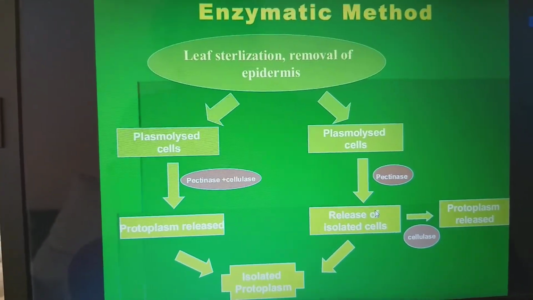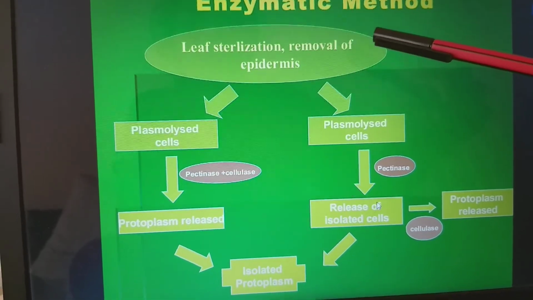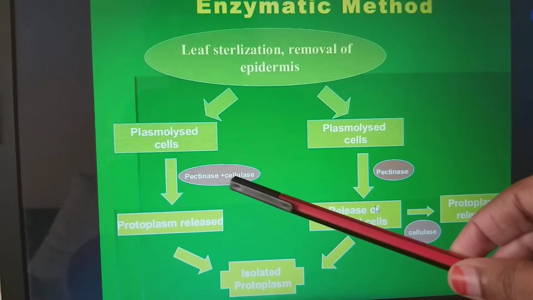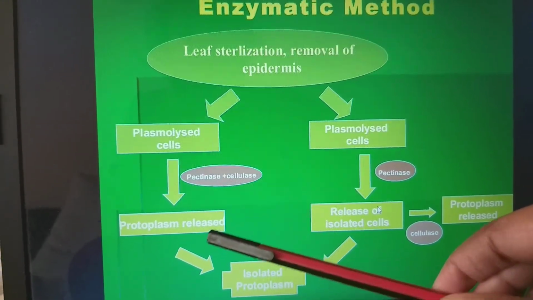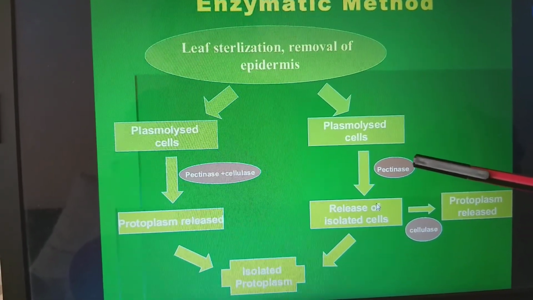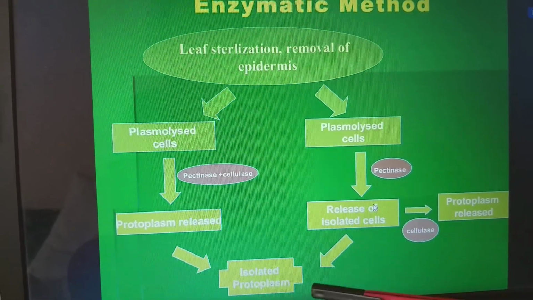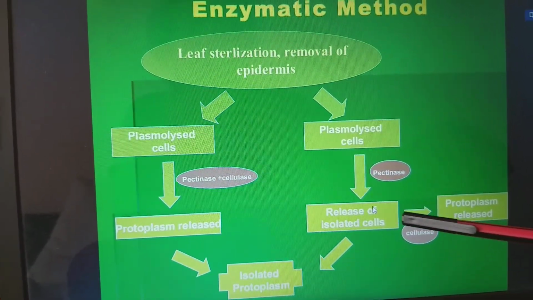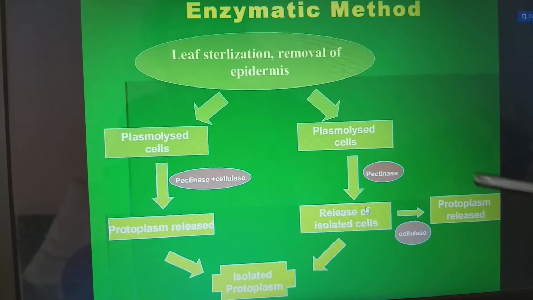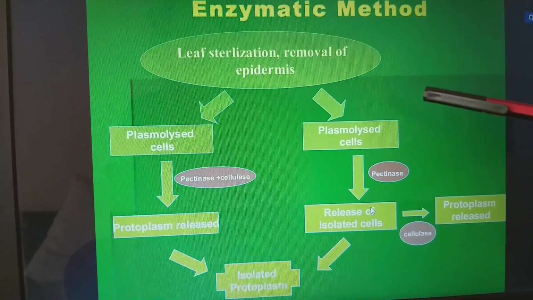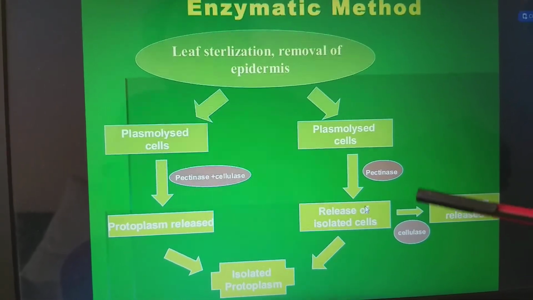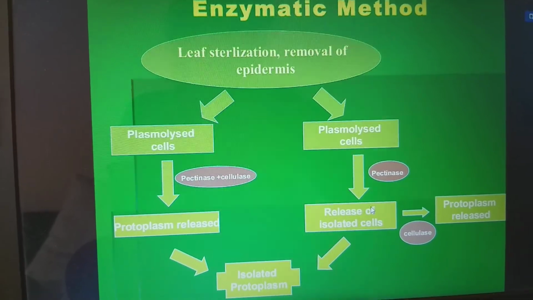Next, the enzymatic method. Initially, leaf sterilization and removal of epidermis, then plasmolyzed cells are treated with pectinase plus cellulase. Pectinase releases isolated cells, and cellulase digests the cellulose present in the cell wall, and finally the protoplasm is released. So this is the enzymatic method. By the use of enzymes, we are digesting the pectin and cellulose, and the protoplasm is released.